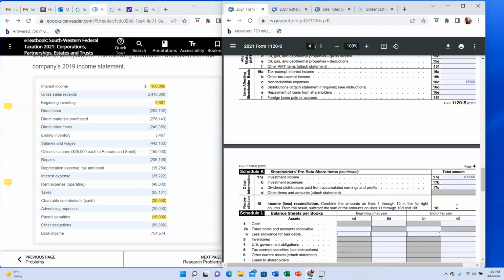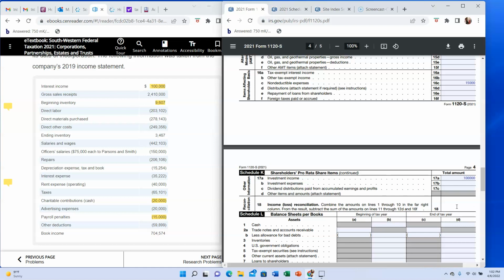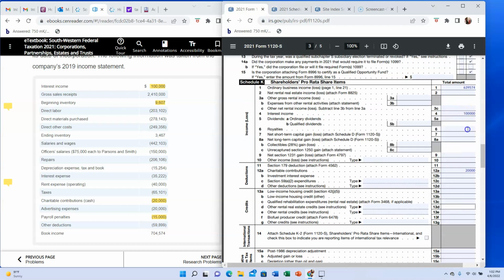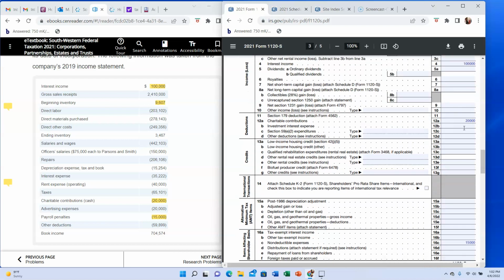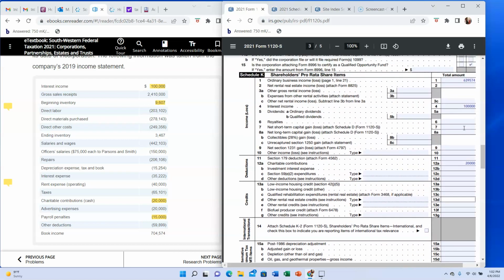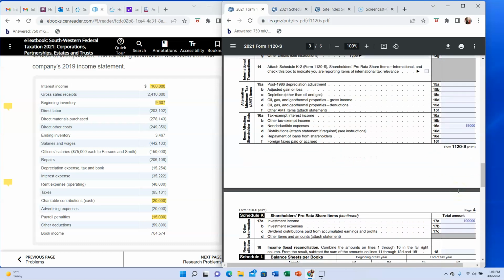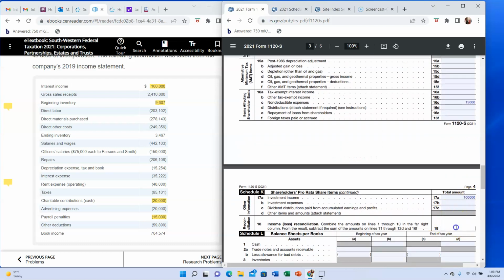Okay, so this income or loss reconciliation, you combine the amounts on line 1 through 10. All right, so combine those two, and then subtract the 20,000. Let's double check that: $639,574 plus 100,000 minus 20,000. The 15,000 doesn't come out. But you combine those ones, and you get 719,574.